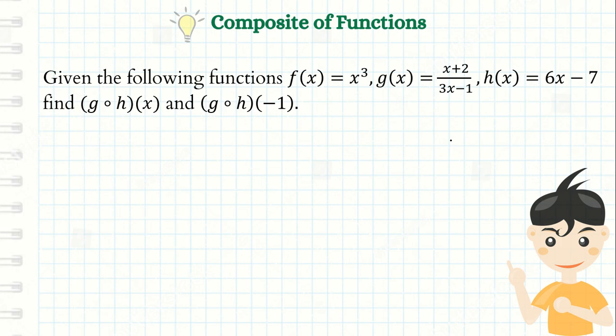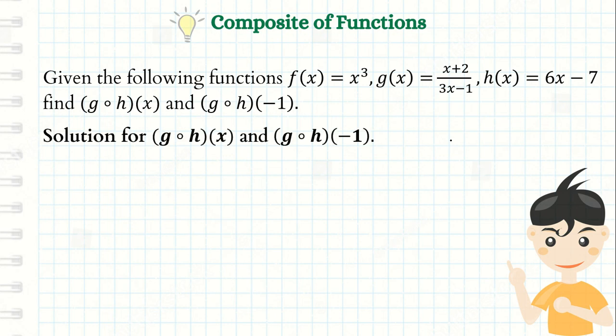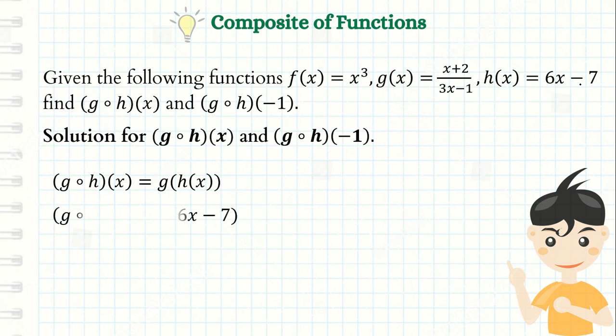So let's have g of h of x and then g of h of negative 1. Okay, sir, ano pong gagawin natin dyan? Kagaya lang po ng ginagawa natin kanina. So unahin natin si g of h of x. Ang mangyayari po, si h of x po ang magiging domain ng ating g. So lahat po ng x na makikita po natin kay letter g is papalitan lang po natin ng 6x minus 7.